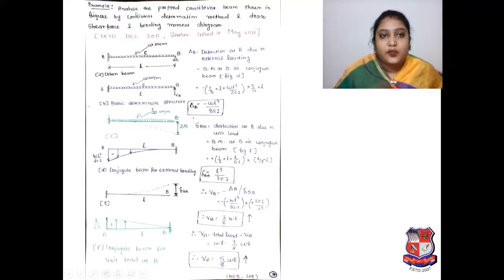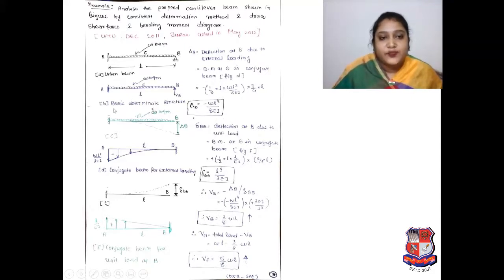The problem statement is: analyze the propped cantilever beam shown in the figure by the consistent deformation method and draw the shear force and bending moment diagram. This problem was asked in GTU in previous exams. So here a fixed support is there, a simple support is there, a UDL on the entire span, and your span is L and the load is W kilonewton per meter.